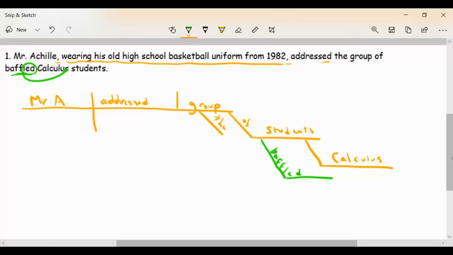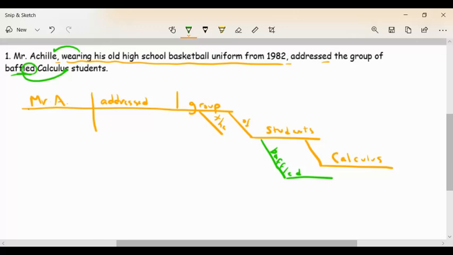The other thing we do have is a participial phrase. This thing which says wearing his old high school basketball uniform from 1982 is all describing Mr. Killy, so it's describing a noun. But not only is it just be wearing, but it also turns into a whole phrase. So I'm going to build it here. Remember, once again, we're going to connect it back to the noun who's doing the action. So the students are the ones who were baffled. When it's a passive participle, it's almost like saying the students were baffled is what you're really saying here. When it's a present participle, the subject's actually doing the action. Mr. Killy is the one who's wearing.